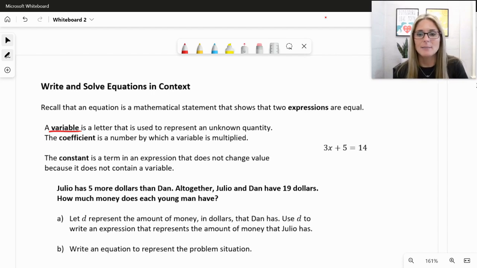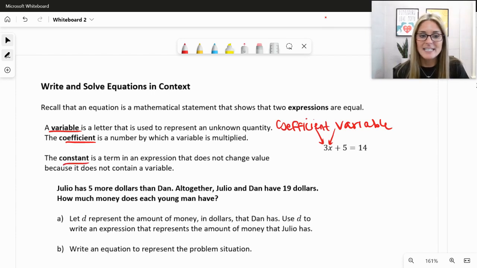To the right, you're going to see a simple example of an equation, 3x plus 5 equals 14. In that equation, x is our variable. Next vocabulary word, the coefficient, is a number by which a variable is multiplied. In our example, the 3 is a coefficient. A constant is a term in an expression that does not change value because it does not contain a variable. In our example, there's actually two constants. The 5 and 14 are both considered constants.